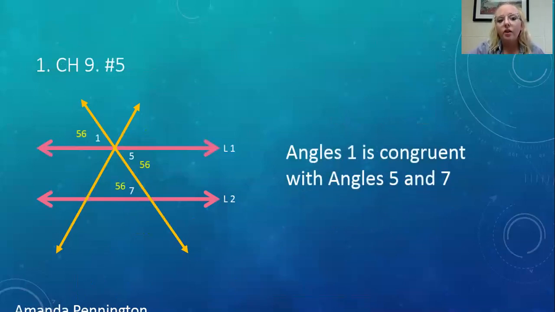So we're going to add our parallel lines again. Now we have angles 1, 5, and 7, and we know angles 1, 5, and 7 are going to be congruent, which means they hold the same degree measurement. So 56 is the measurement for angles 1, 5, and 7. That's an easy way to understand it, because they're on opposite sides. They cross this vertex, and then they cross this line right here. And that's how we know they're going to be congruent.